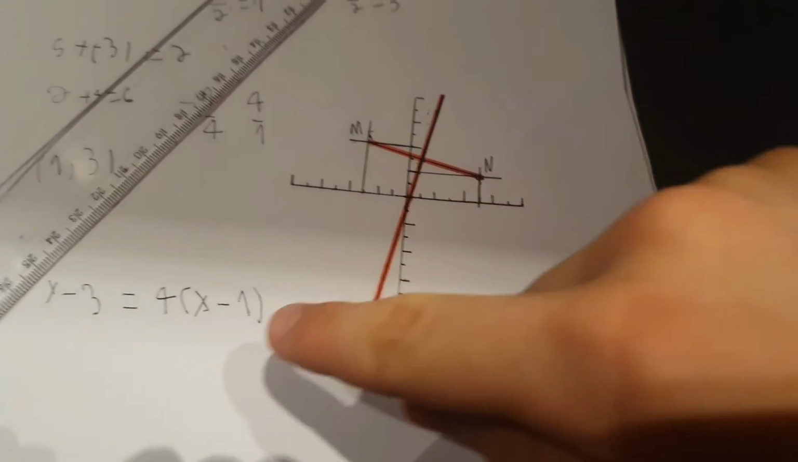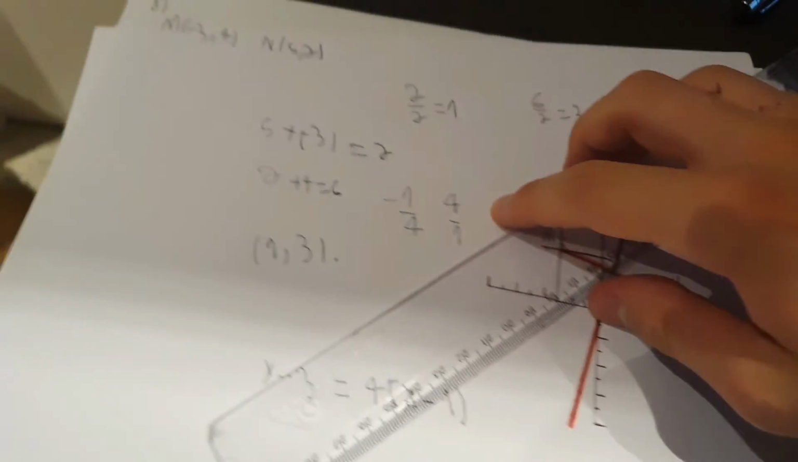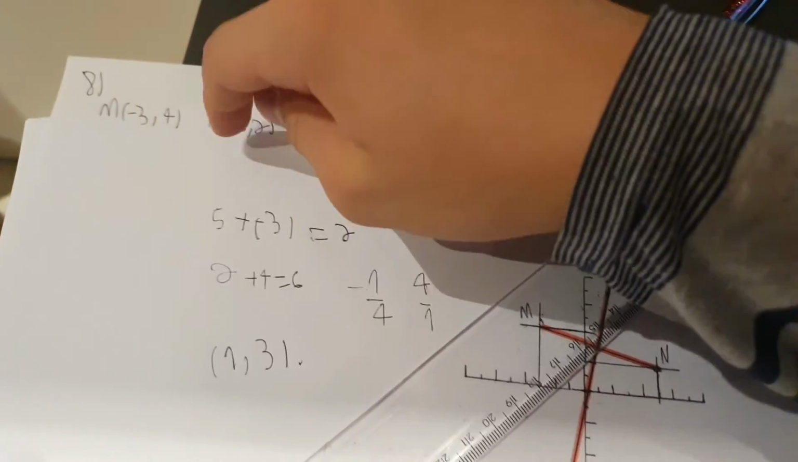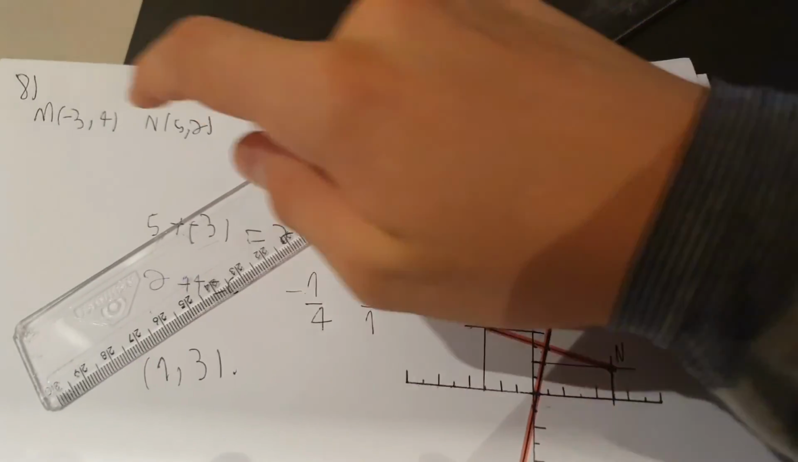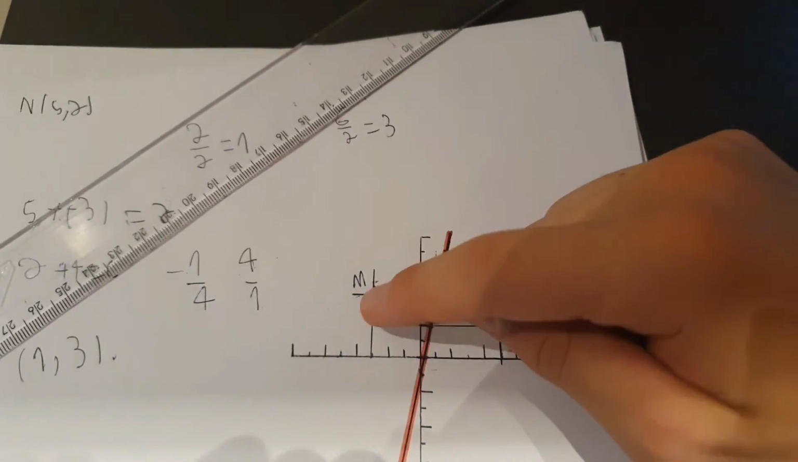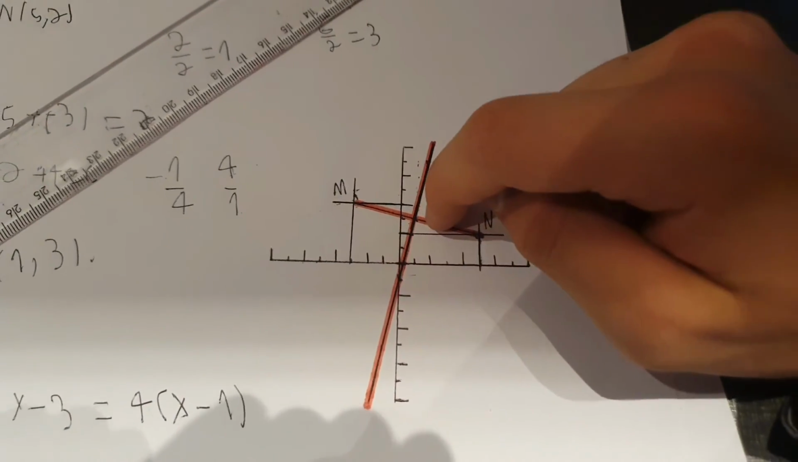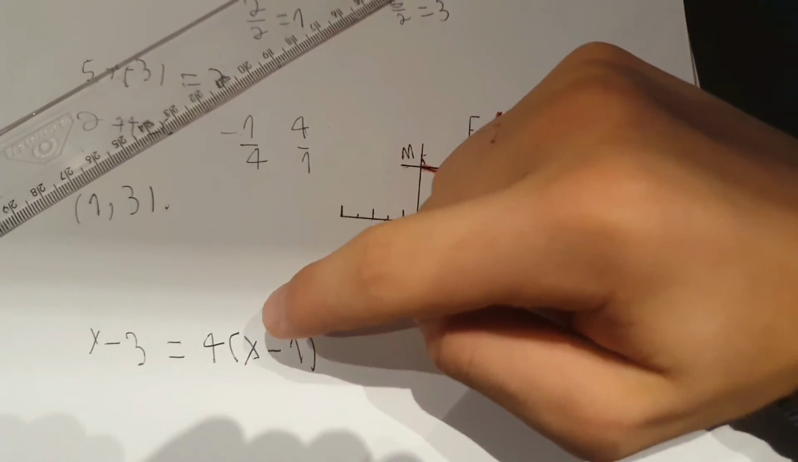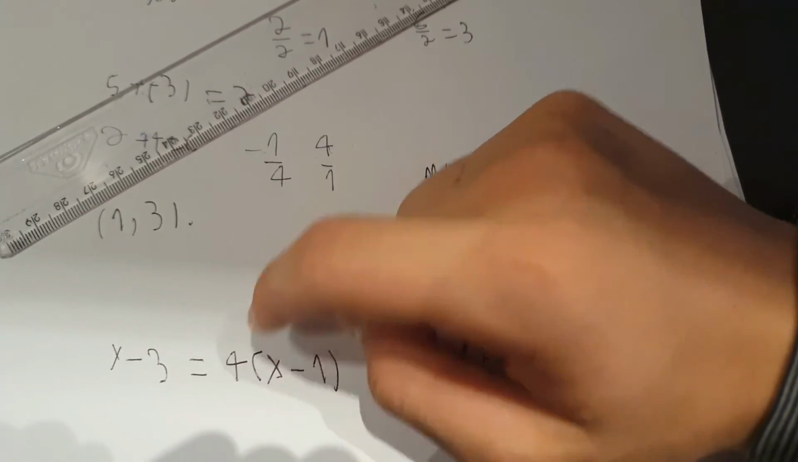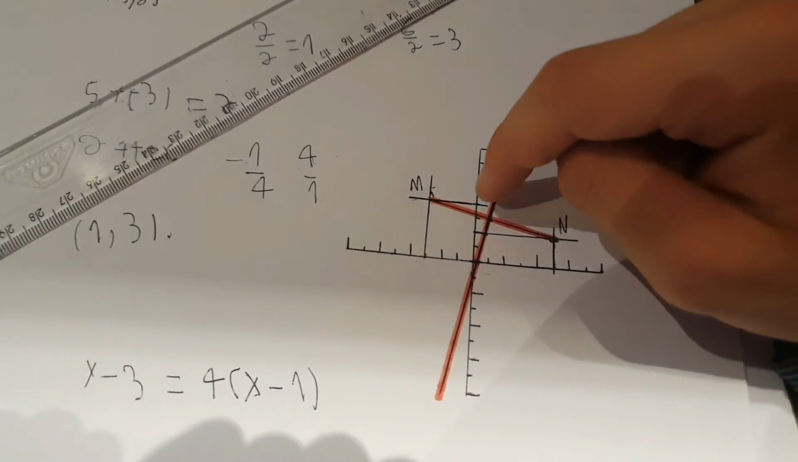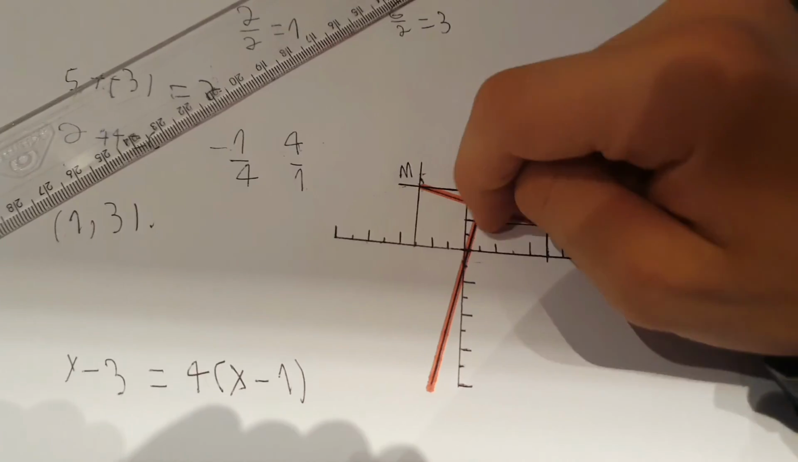So here you go. This is the perpendicular bisector. Here's the segment, and here's the perpendicular bisector. It bisects right in the middle, and it has the negative reciprocal slope, and it passes through this point, which is where it bisects. So yeah, that's exercise 8 done, and I'm done.